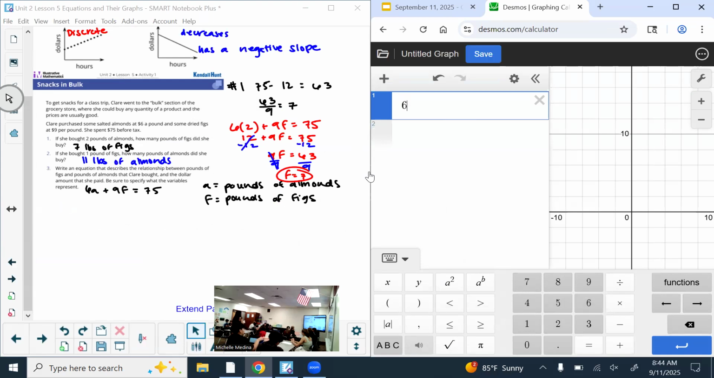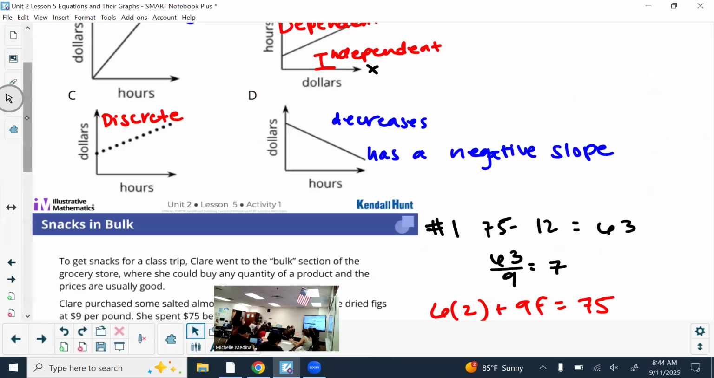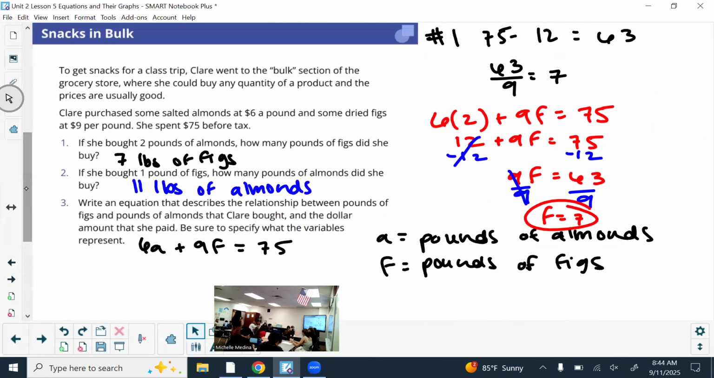So that's 6 times 11, you guys said, for the almonds, plus 9 times 1 pound I said you got, equals 75. That is a solution. So 11 is the answer for that. Good. Any questions on the fuel oil situation? Right, we're just going to add one more thing to it.